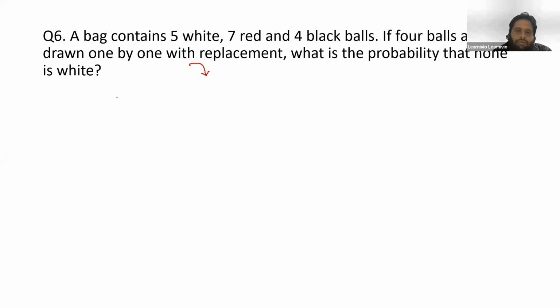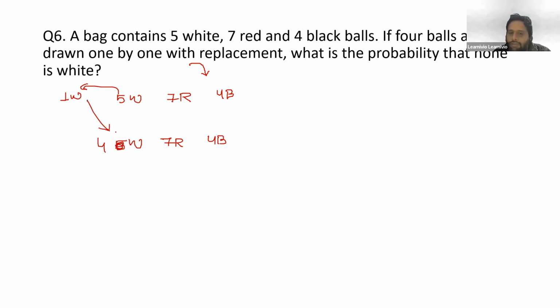Umir, you have 5 white, 7 red, 4 black. If I pick a white ball, and again replace it in the bag, then again I have the same number of balls. No change. So the first is not affecting the second one. That's why it is independent. If I draw one ball and remove it from the bag, then you will get 4 white. Now it is affecting this. So this is dependent. If you are replacing the ball, then it is independent. If you are removing the ball, then it is dependent.